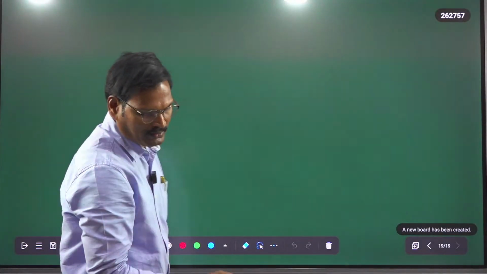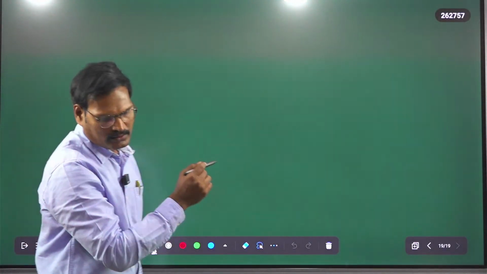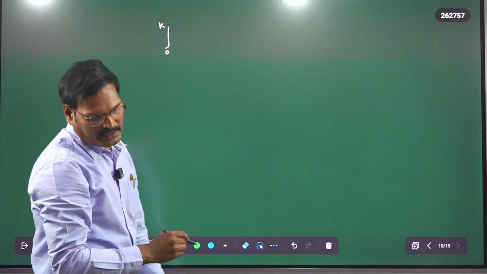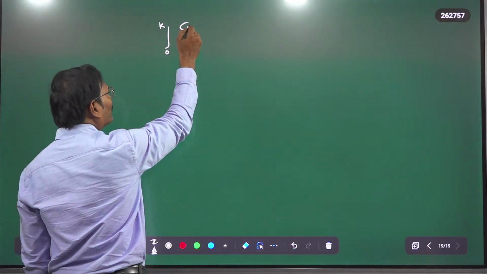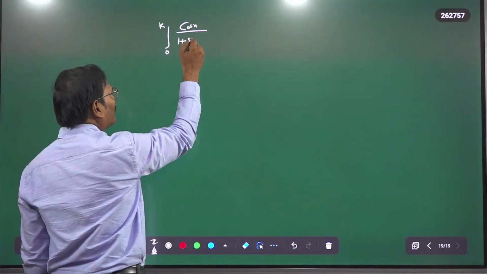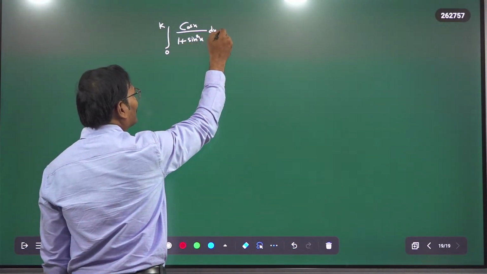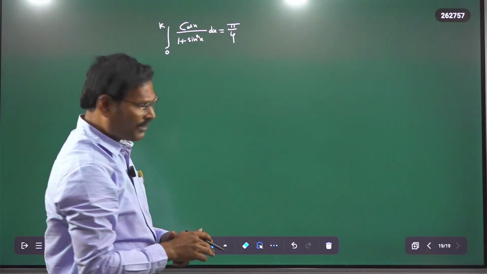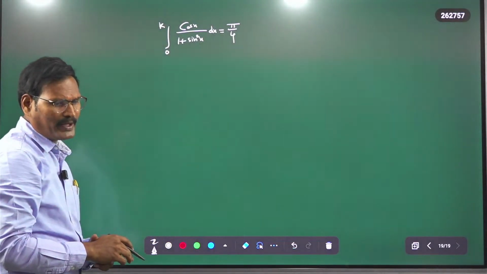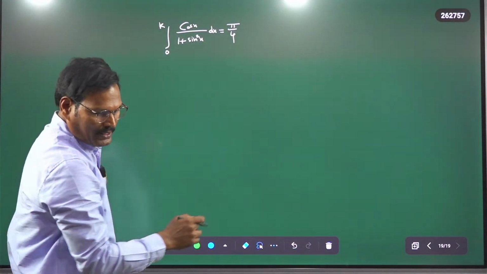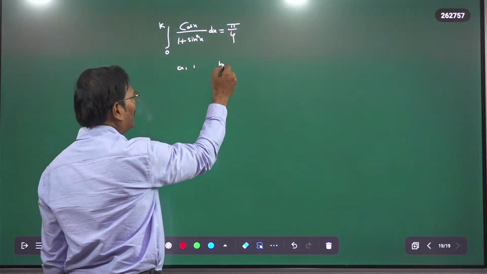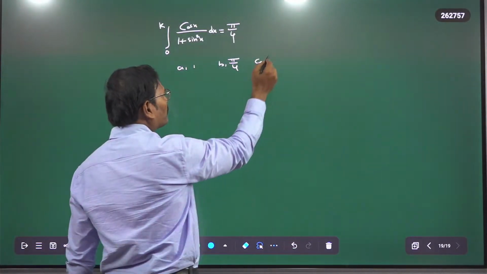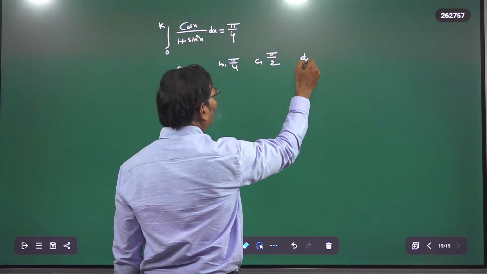And one more question. Integral 0 to k cos x by 1 plus sin square x dx is equal to pi by 4. Then find the value of k. The answers are A is 1, B pi by 4, C pi by 2, D pi by 6.